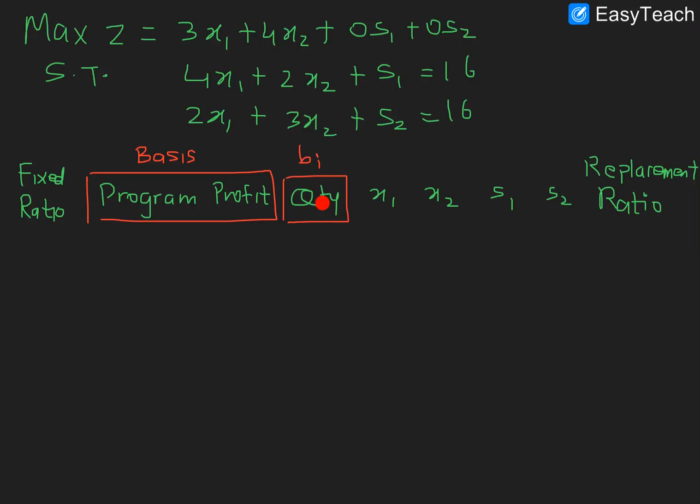So just don't think as to what these new variables are. When they say basis, just make sure to understand that it is nothing but the program and profit columns, and where you see bi, that's the quantity column, whereas the replacement ratio is just the same thing, or they may sometimes call it bi divided by some number. So this is the typical format of a simplex table. Let's try to fill it up with our numbers.